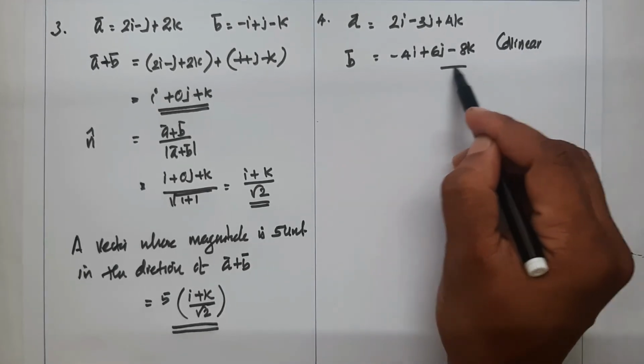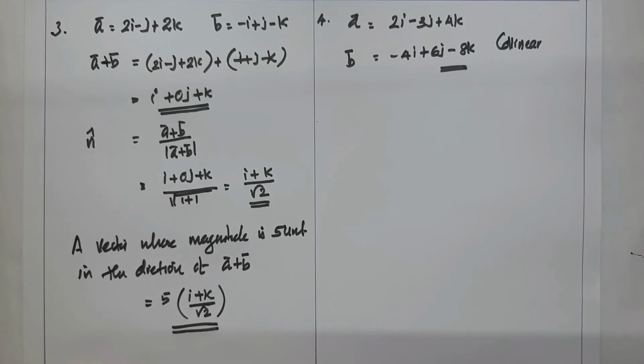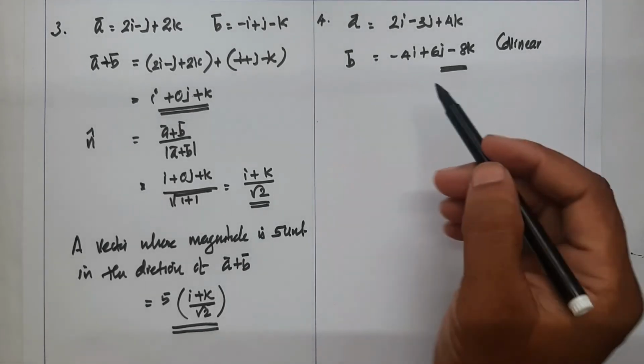How to find the collinearity of these vectors? You already know the condition of collinearity. Collinear means two or more vectors lie in the same line of action. Here we have to prove that these two vectors are collinear, using the collinear condition.